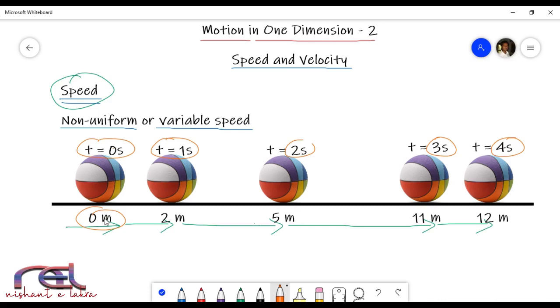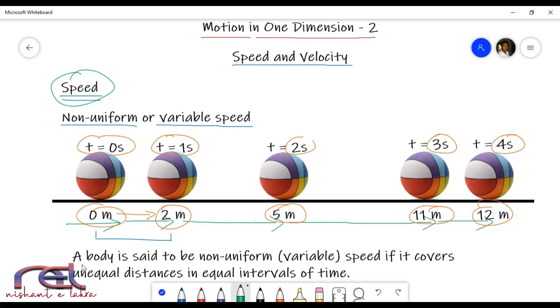At the initial time it's 0 meters. In 1 second it has covered 2 meters. Then in the next second it has covered 5 meters, so the difference is 3 meters. And in the next second it has traveled 11 meters, so that would be 6 meters. So now you see that the interval of time is the same, but the distance covered is different.